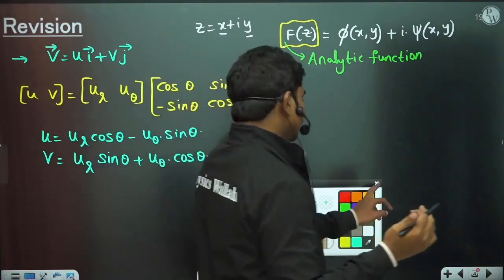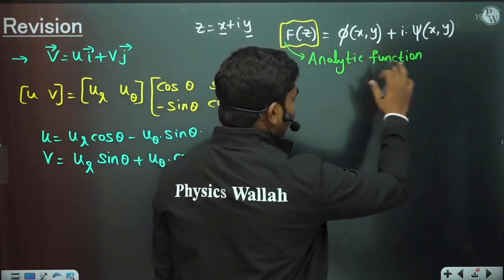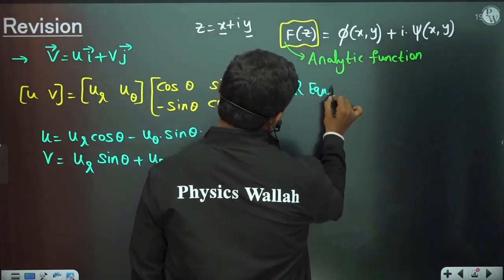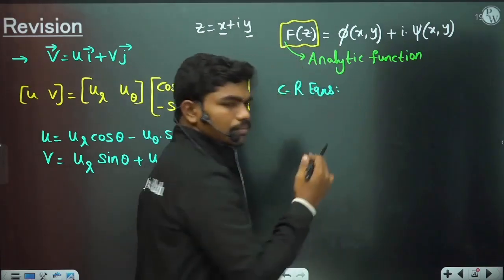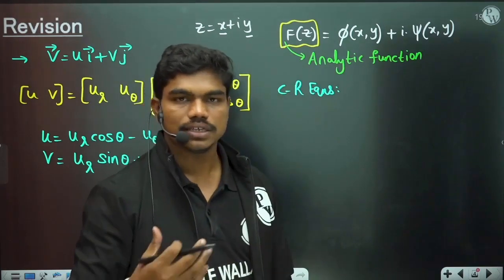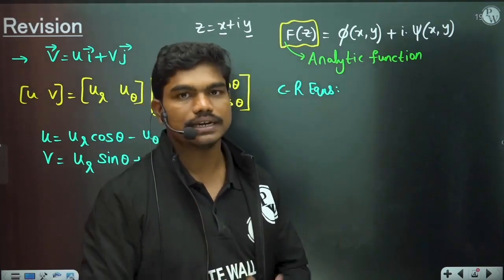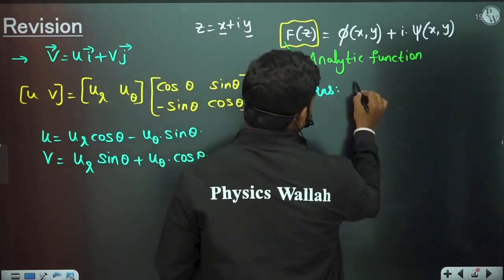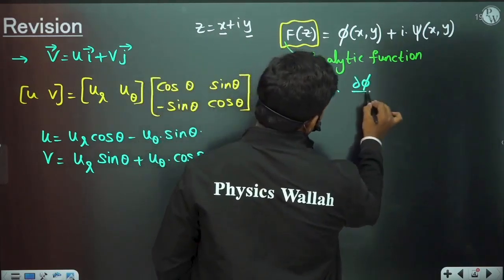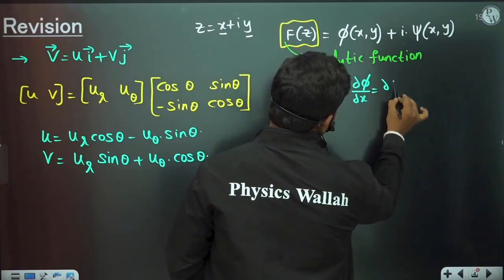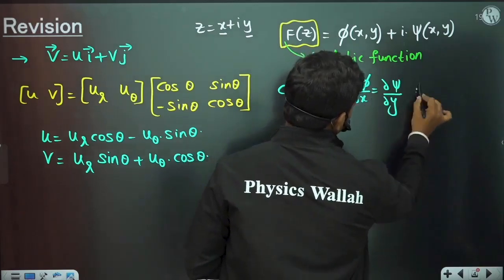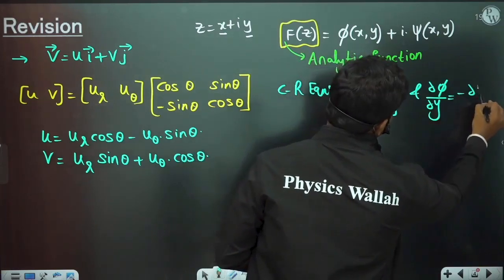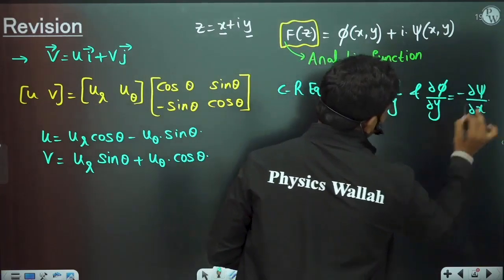So in this case, both this phi and psi obey the Cauchy-Riemann equations. We have seen CR equations, and because there is some bit of mathematical involvement here, I am just revising the things so that you will get in touch with what we discussed already. In CR equations, in Cartesian form, we have seen dou phi by dou x is equal to dou psi by dou y, and dou phi by dou y is equal to minus dou psi by dou x, correct? So we have got this.